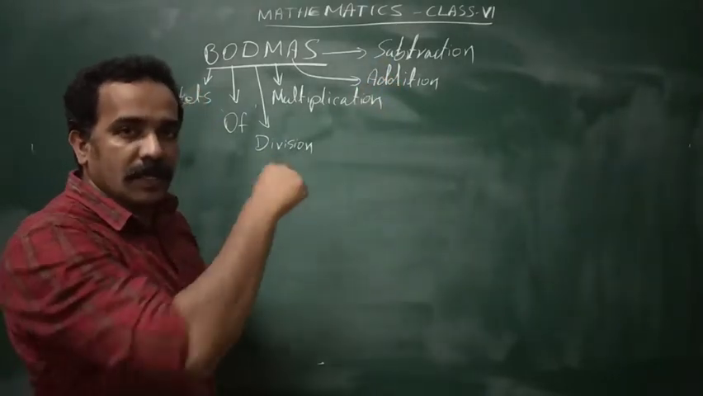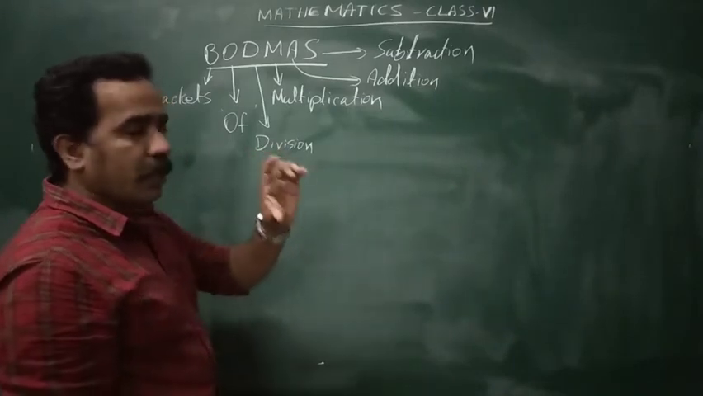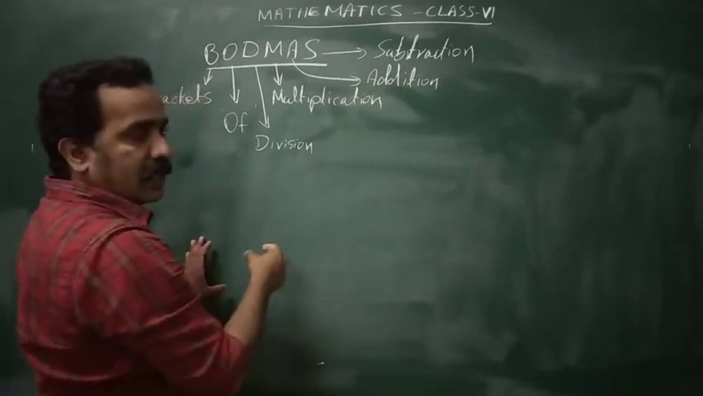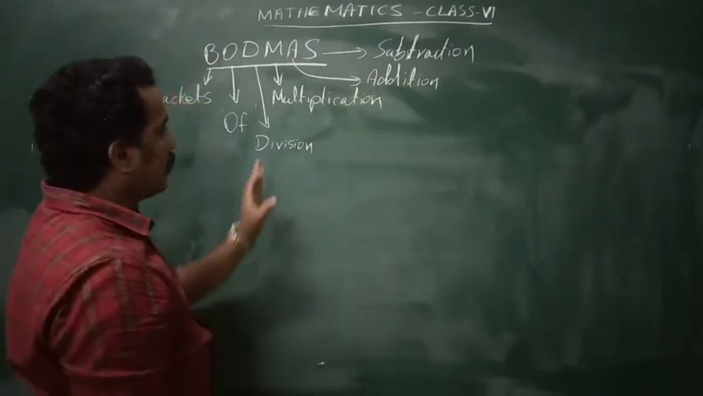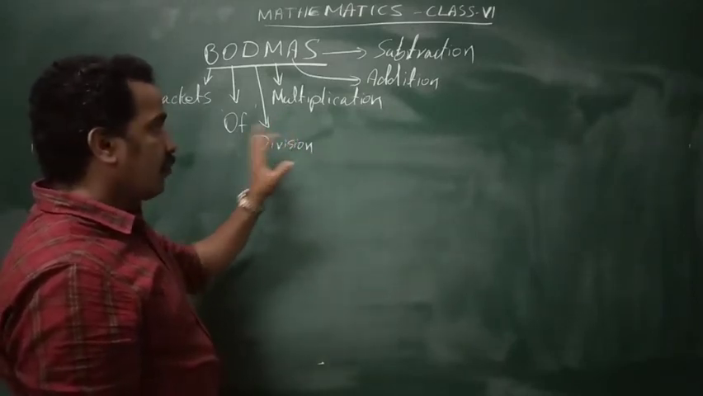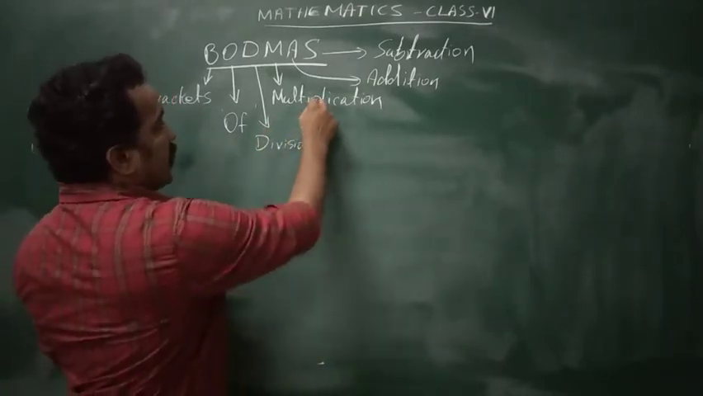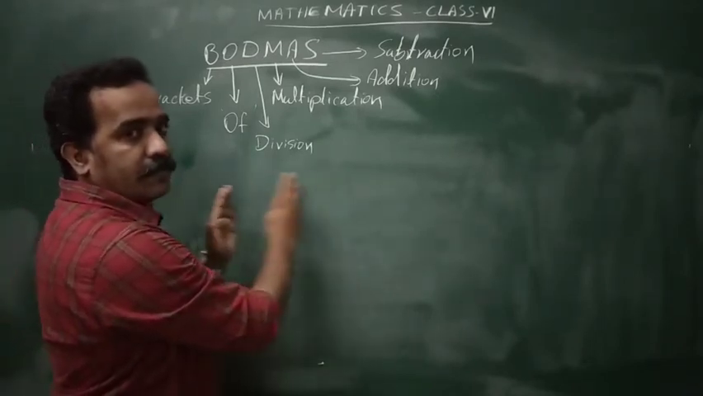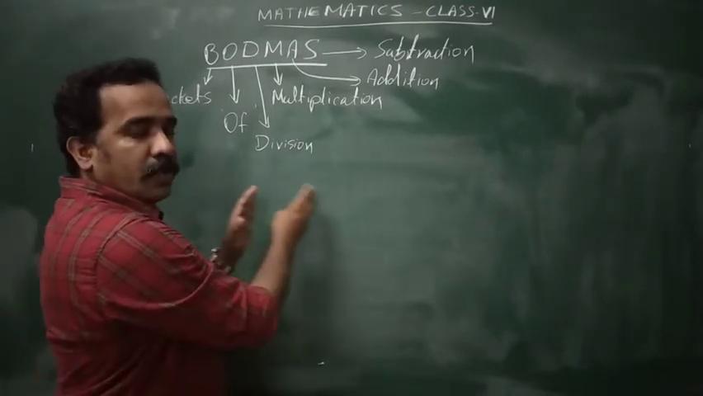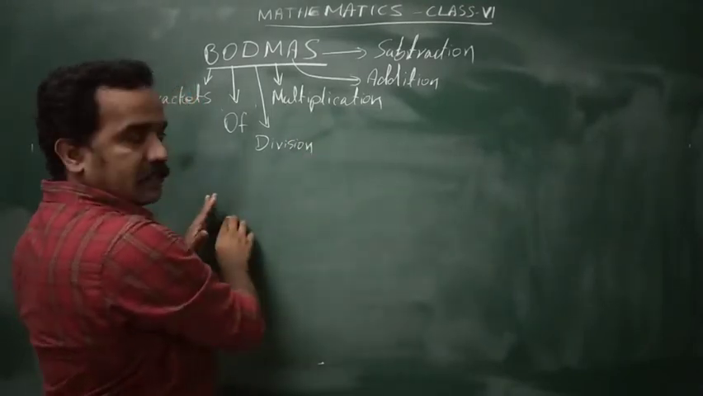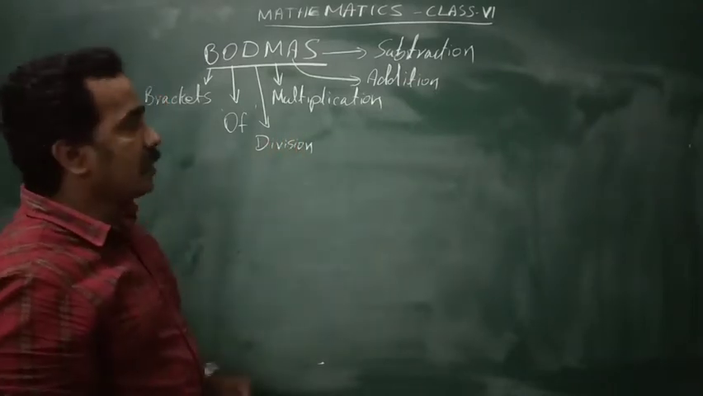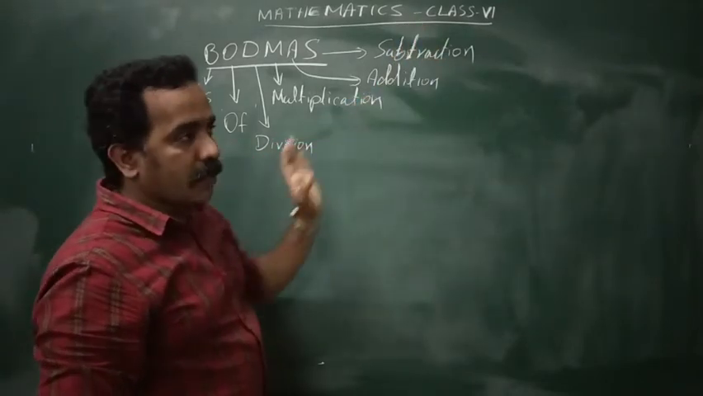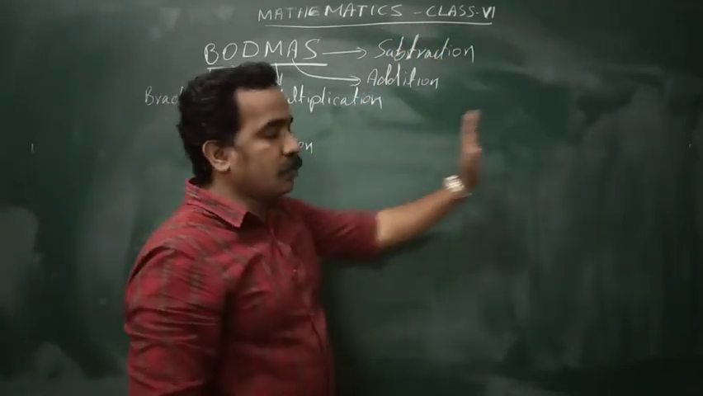After brackets, of, division, multiplication, addition and subtraction, BODMAS, this we discussed last class. But you have to keep in mind, whenever in an arithmetic expression these four operations are coming, you have to count from left to right. If multiplication is coming first, you have to do it first. Multiplication and division together depend on the position from left to right. If division is first, you do division. If multiplication is first on the left, you do multiplication. After completing all the multiplication and division, go for addition and subtraction, also in the order of left to right.